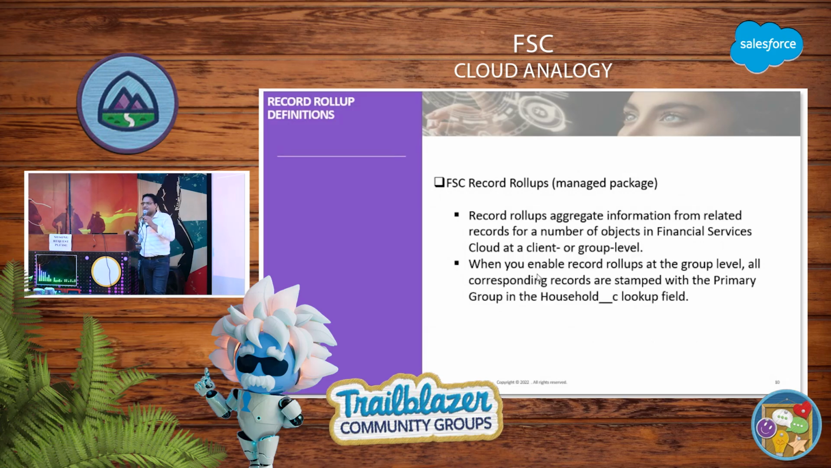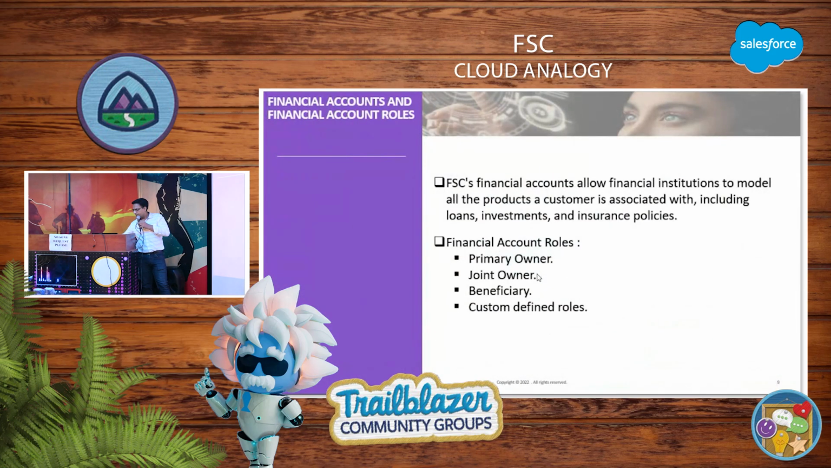Group relationship is the relation between the objects. When you configure a financial account, you need to tell that this financial account is associated with this particular primary account, right? This is one relationship. So this relationship is nothing but my group membership, where this particular member is my primary member.